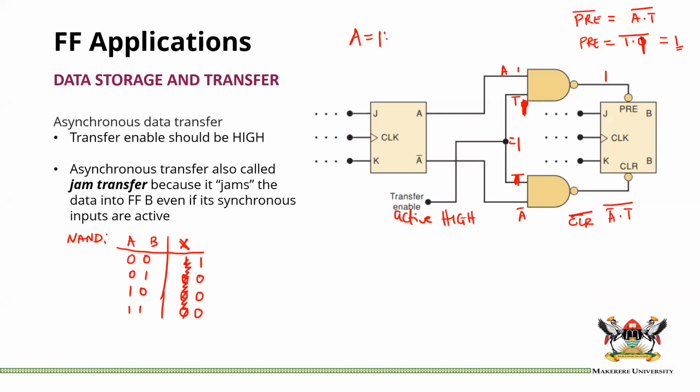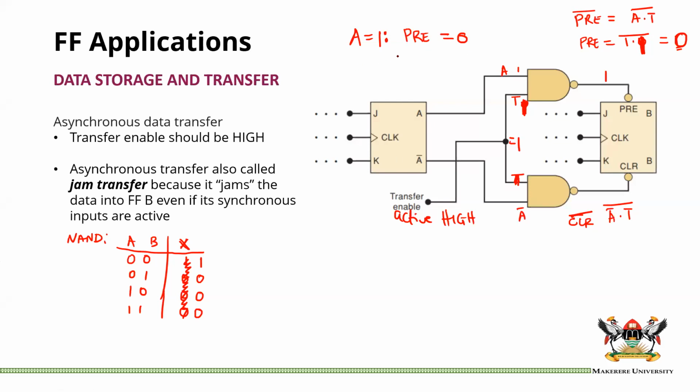So you have a 1. This would give you a 0. Okay, that's where I was getting it wrong. So the T should always be equal to 1 if you want to transfer. If you don't want to transfer, you make it a 0, obviously. And so we are saying that A is equal to 1, which gives us a preset of 0.